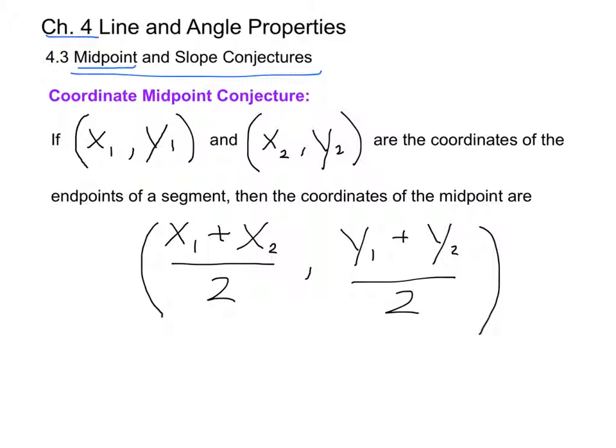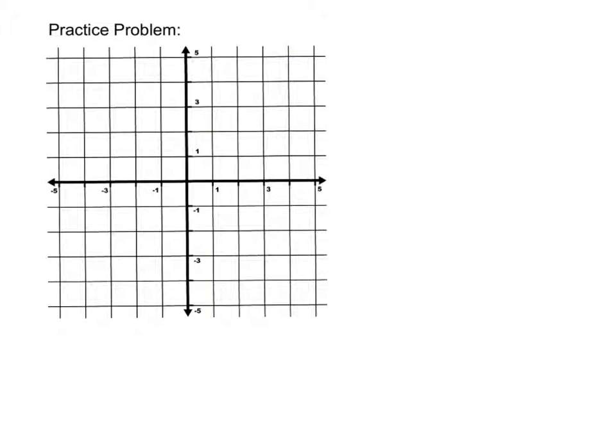Our first conjecture, the coordinate midpoint conjecture, states that if x1, y1, and x2, y2 are the coordinates of the endpoints of a segment, then the coordinates of the midpoint are x1 plus x2 over 2 and y1 plus y2 over 2. So essentially, this is our formula for finding the coordinates of the midpoint. Okay, so now let's do a practice problem with midpoints.